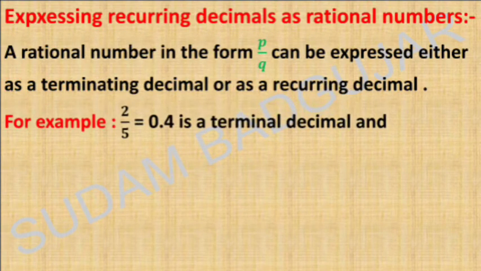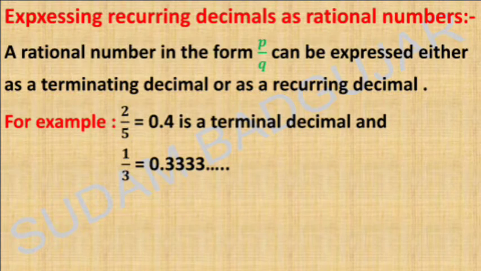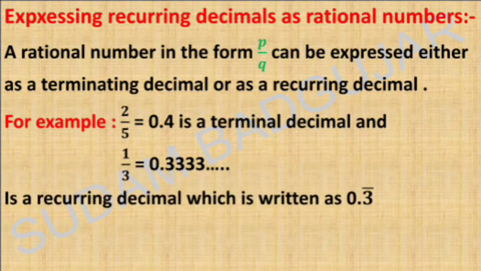For example, 2 upon 5 is equal to 0.4, a terminating decimal, or 1 upon 2 is equal to 0.5, a terminating decimal. One more example, 1 upon 3. Here the answer is 0.333 because the remainder is never 0. While dividing 1 by 3, the remainder is always 1. So its value is 0.333 and so on. This is a recurring decimal, and it is written as 0.3 bar.